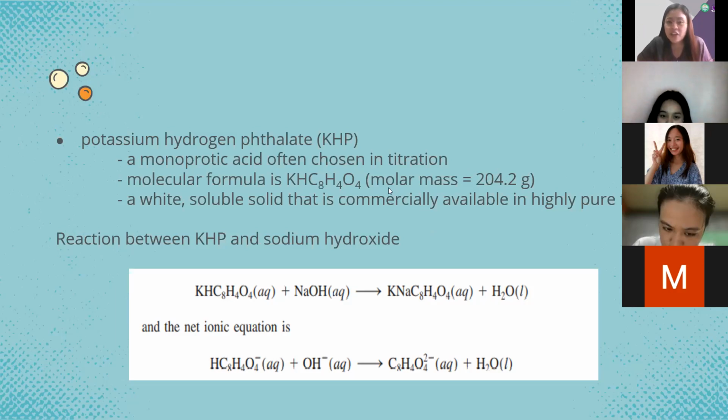Now, if we react it with sodium hydroxide, class, this will be the chemical reaction. This one, KHC8H4O4, is the potassium hydrogen phthalate. It will react with sodium hydroxide, forming the potassium sodium phthalate plus the water. So actually, what only reacts there is the hydrogen phthalate ion and the hydroxide ion, forming the phthalate ion. This one is the hydrogen phthalate ion. This C8H4O4 2- is the phthalate ion plus the water.